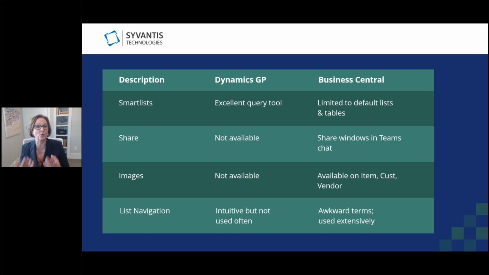If there's one thing that I wish we had in Business Central, it would be smart lists. Will that ever happen? Maybe kind of a pseudo smart list, but I have a hard time seeing how it's ever going to be as good as the smart list we have in GP. That's just being honest with you.